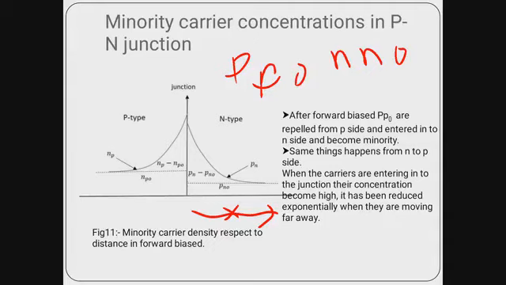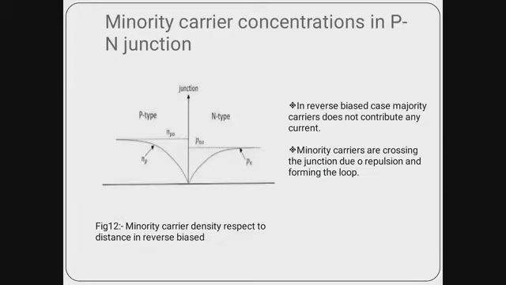But in case of reverse biased, the majority carrier does not contribute any current. The current which I am getting is due to the flowing of minority charge particles from P to N and N to P side. In case of p-type bead, the minorities are electrons. Similarly, in case of n-type beads, the minorities are holes.